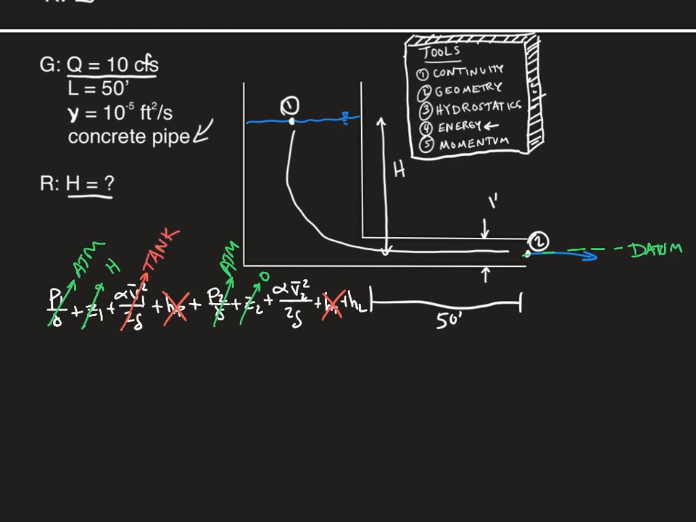And then V2, well, we don't know what V2 is, right? And so then the last thing we need to deal with is this head loss term, which is going to be HF plus HL. Okay, and so we haven't dealt with this HL yet, this loss due to minor terms.